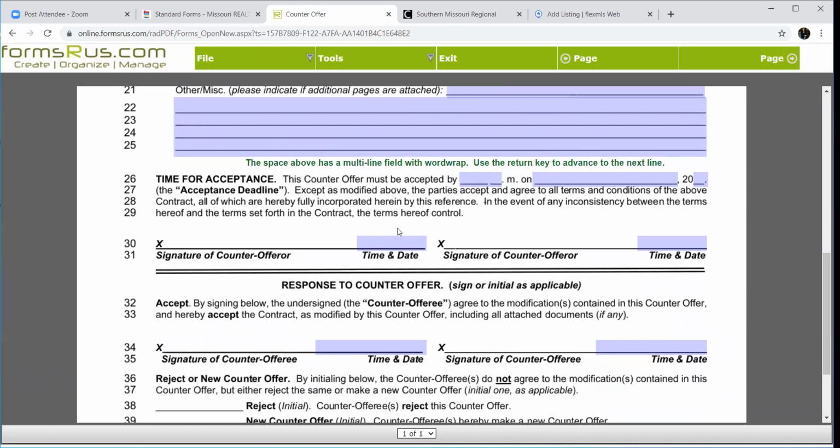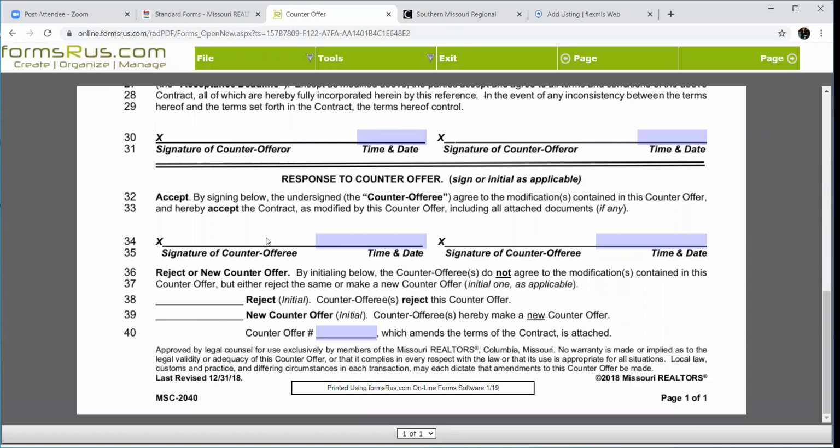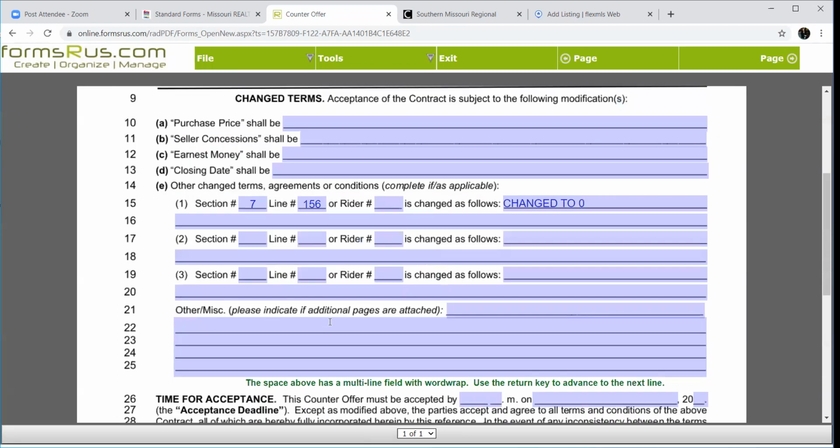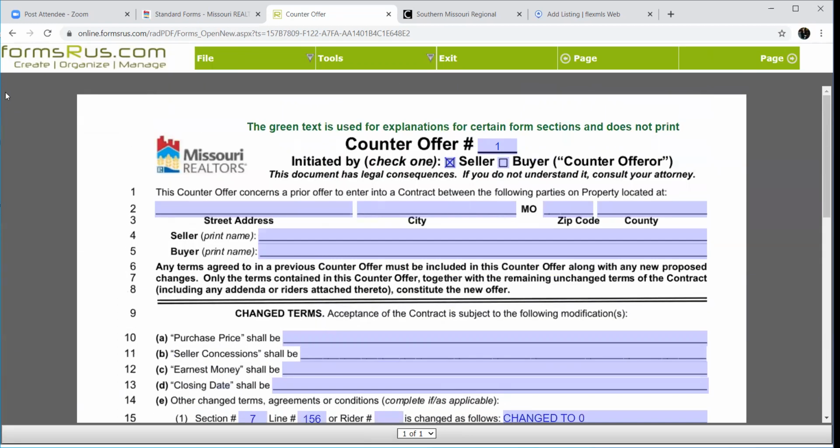So whoever's making it will sign here. And then the same thing here. If it's accepted, then the other party would sign here and that would become our effective date. Or they can either reject this offer and the deal dies, or they can make a new counter offer, and in this case, would be counter offer number 2. And they just bounce back and forth until we get on the same page. Okay?